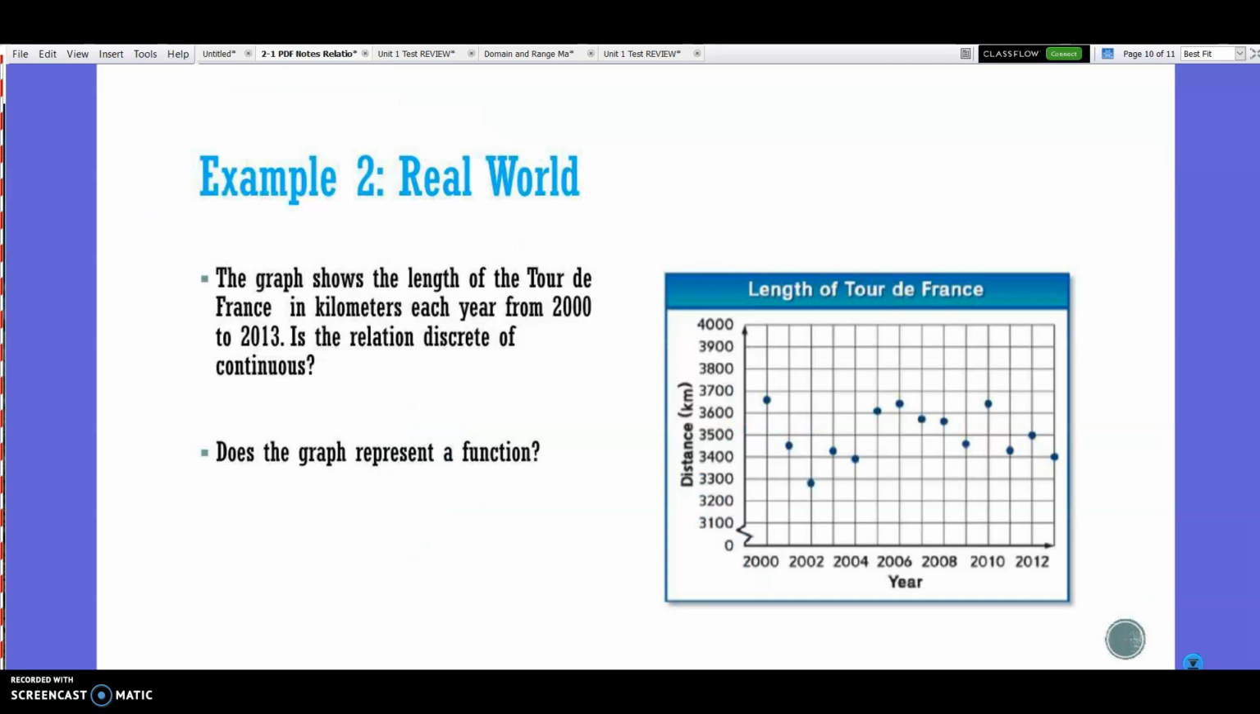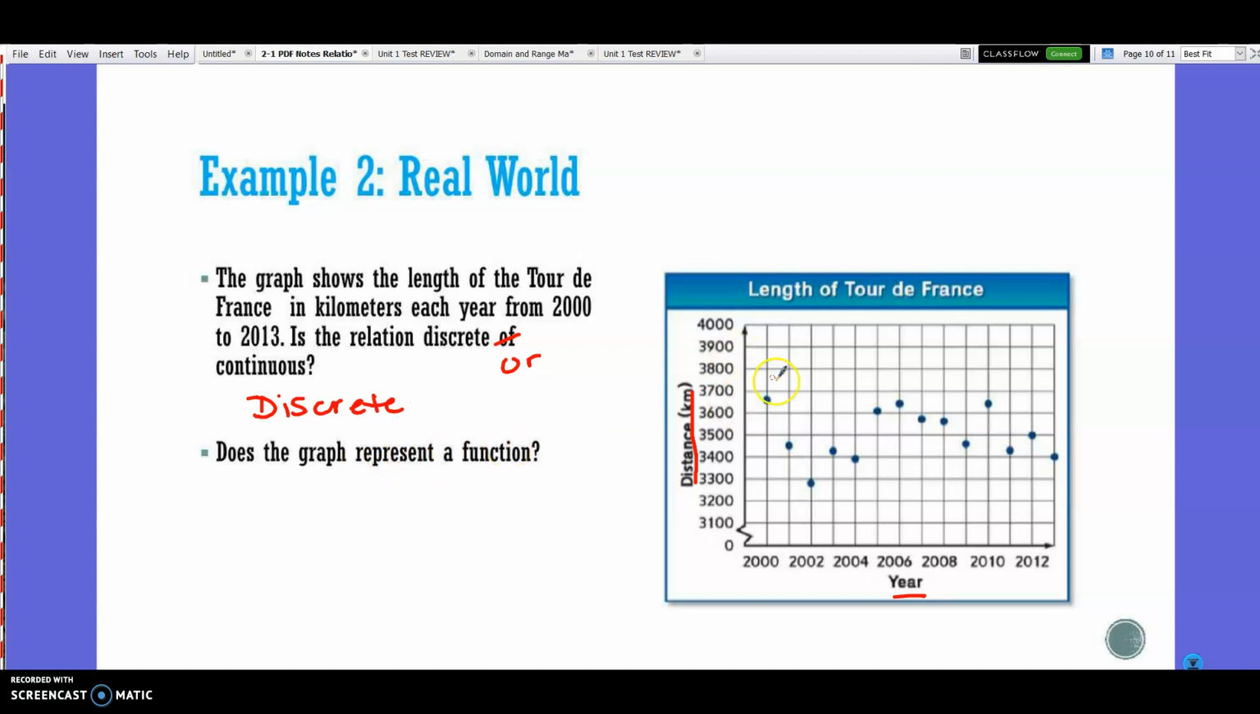Okay. The graph shows the length of the Tour de France in kilometers each year from 2000 to 2013. Is the relation discrete or continuous? And then does the graph represent a function? For discrete, just because it has points on it does not make it discrete. When you're talking about a word problem, you have to look at the context. Looking here, there are individual years, and there are also individual distances. But if I were to connect these, this graph wouldn't make sense because they do not run the Tour de France at every single second of every single day of every single year. So all of these would not be points on the graph. That is what makes this discrete.